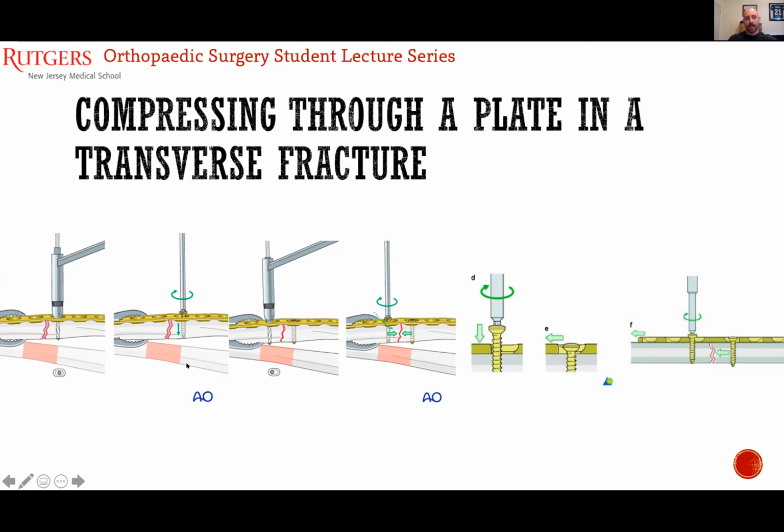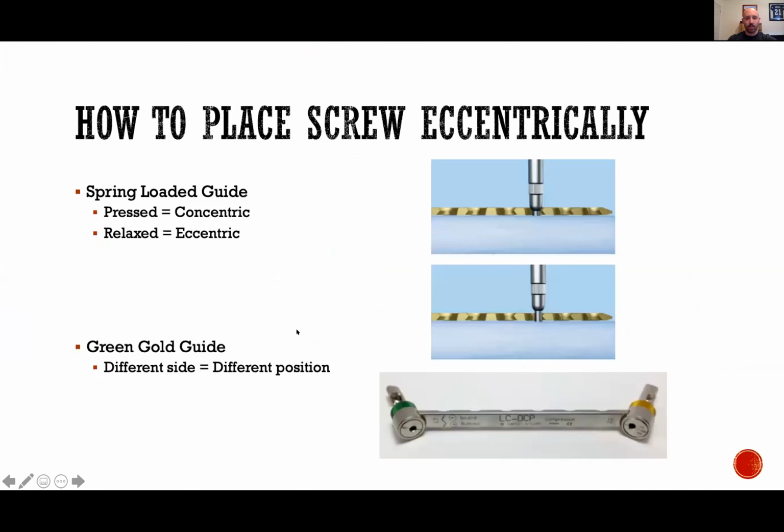So again, the first screw is concentric, meaning it's right in the middle of the hole. And then the second one is going to be eccentric, away from the fracture site. And I didn't mention this last week, but the way you place these eccentric screws is with drill guides, and there's a couple different ways.